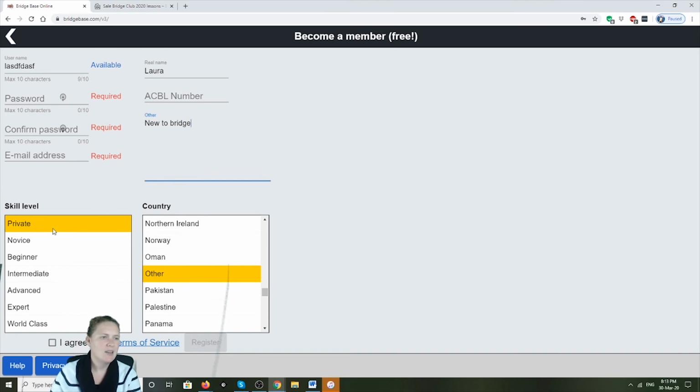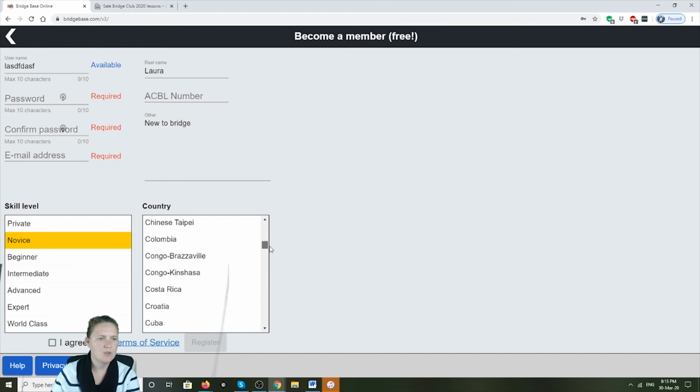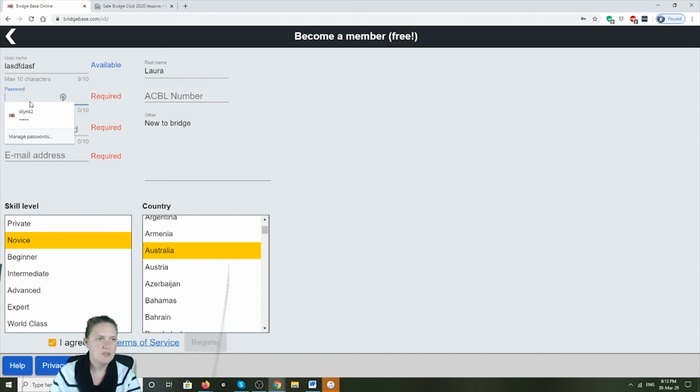Then we want to go down and you want to click on novice, and lucky last, come across to your country, and let's put ourselves in Australia. Now, once you've done this, you're not going to get far at all unless you click on the I agree to the terms of service button. And once you've done that, if you've got all the information in correctly, this register button down here will turn blue. It won't be blue if you haven't filled in all the bits that you need to fill in.